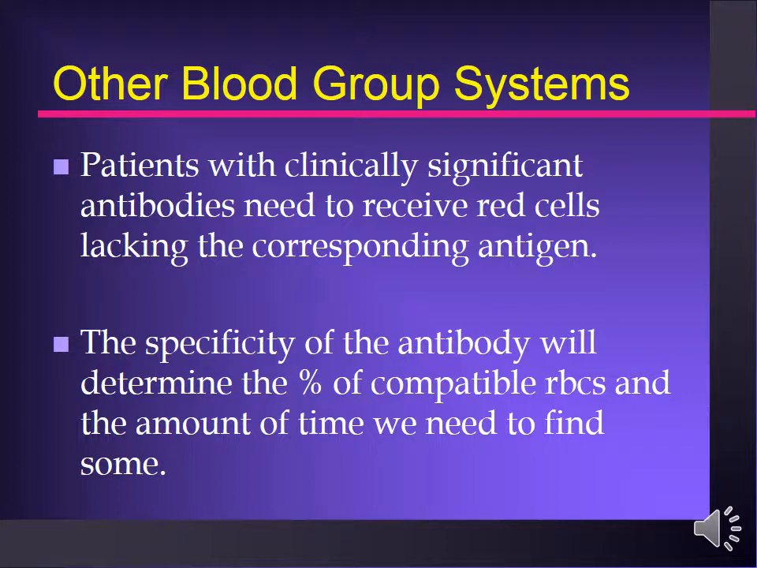When we find that the patient has one of these other antibodies, we need to provide blood lacking the corresponding antigen. The specificity of the antibody will determine the percent of compatible red cells we will find and the amount of time we need to find them.